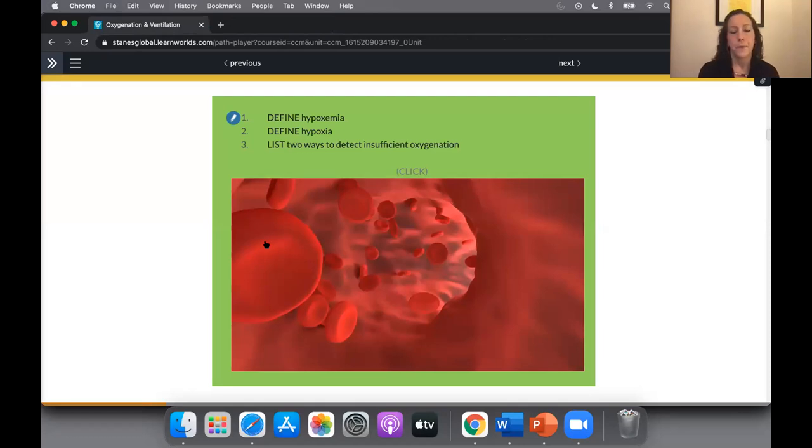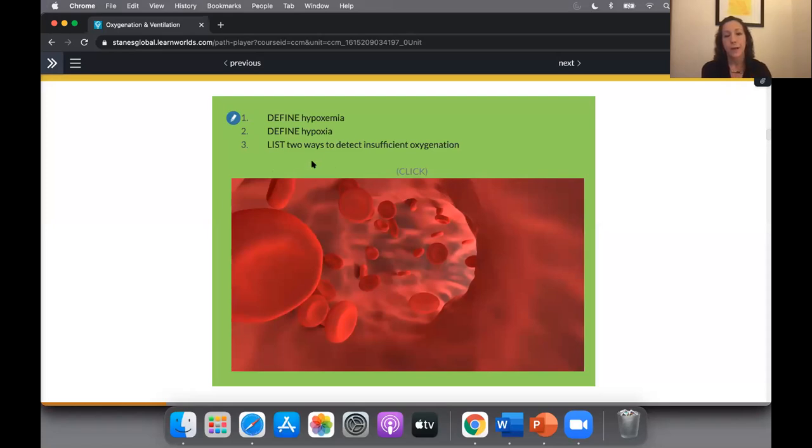Okay, so we defined hypoxemia as insufficient oxygenation, so lack of oxygen in the blood, whether it's partial pressure of oxygen or bound to hemoglobin. And we defined hypoxia as insufficient oxygen delivery to cells and tissues. And so I think it's really important to understand those differences, because when we are treating our patients, we more often than not are measuring oxygen in the blood, which doesn't tell us about the actual delivery of oxygen to the tissues.